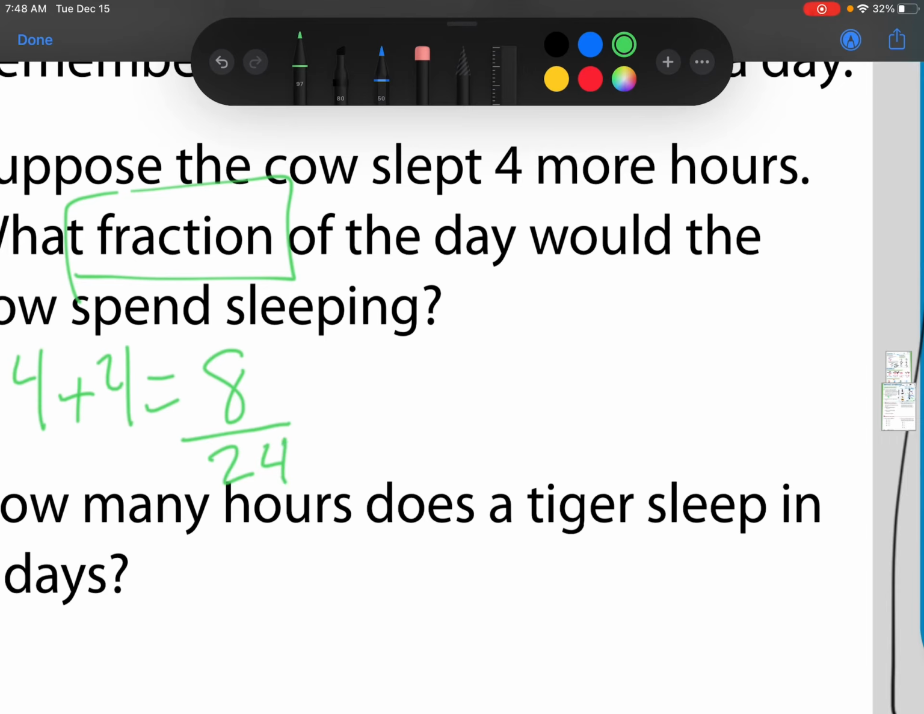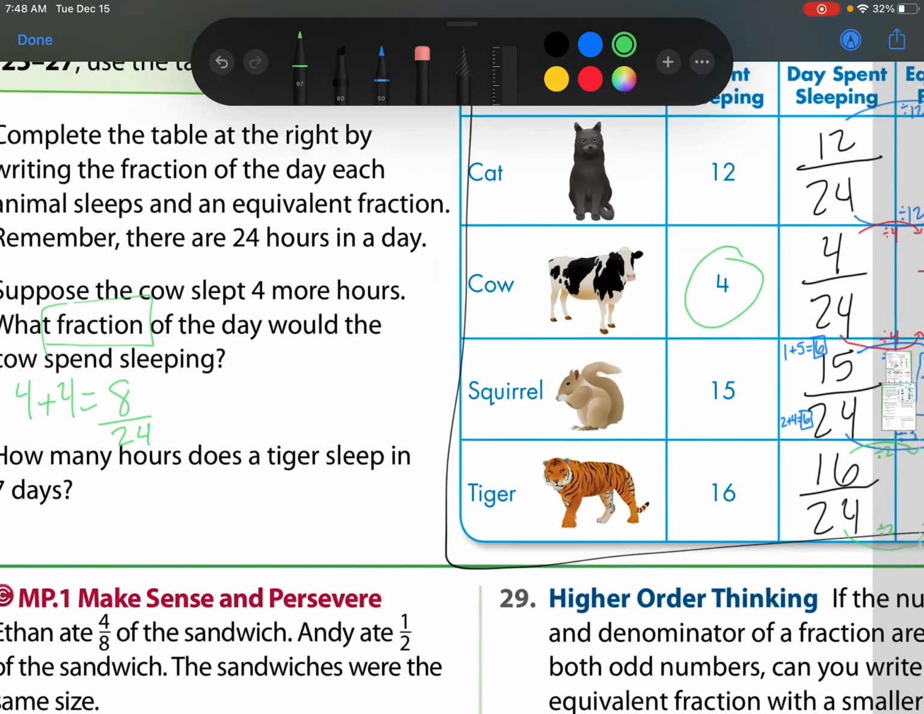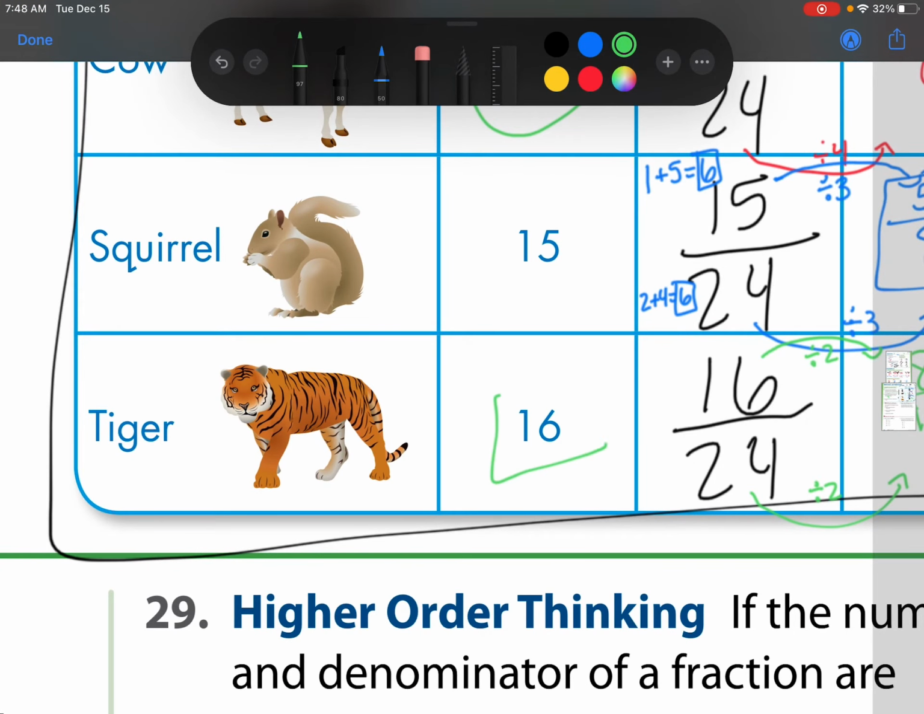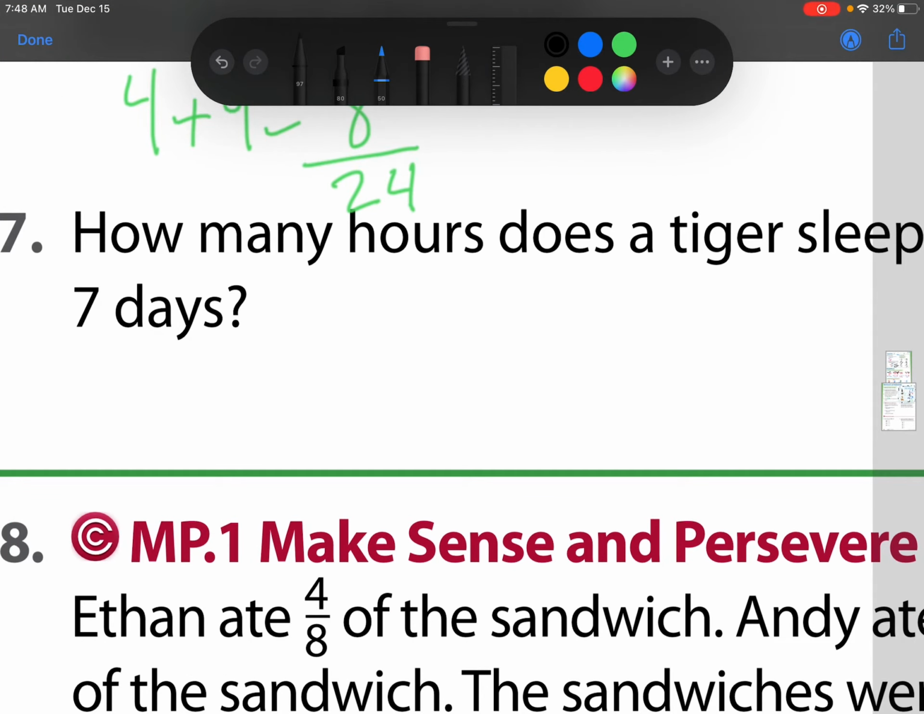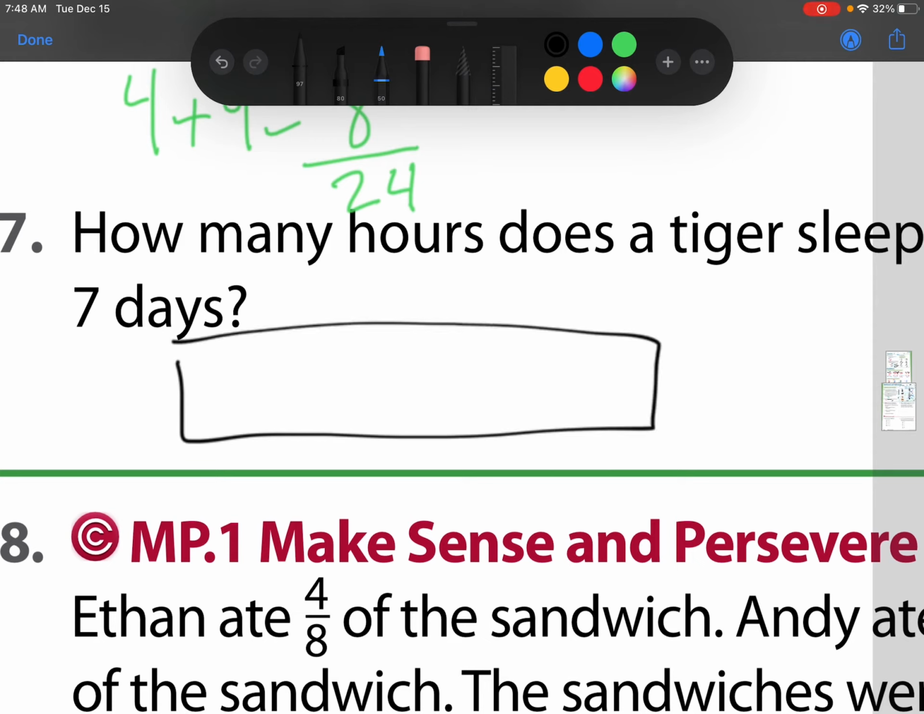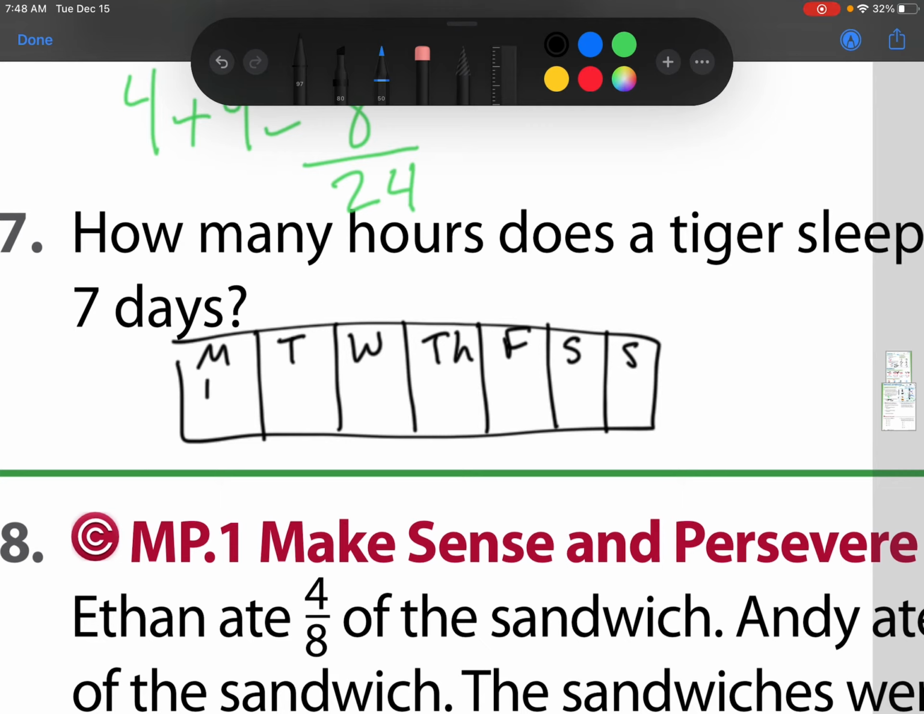How many hours does a tiger sleep in 7 days? Well, it's not asking for a fraction this time. So it wants us to take the number 16 and multiply it by 7. And how do we know that? Well, let's draw a week. And this would be Monday, Tuesday, Wednesday, Thursday, Friday, Saturday, Sunday. And he spends 16 hours each day sleeping. And you'll notice this looks now like a multiplication problem. The repeated addition.